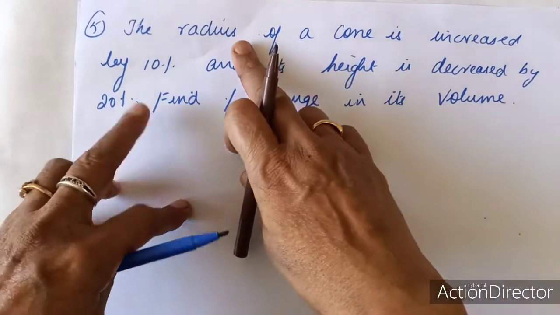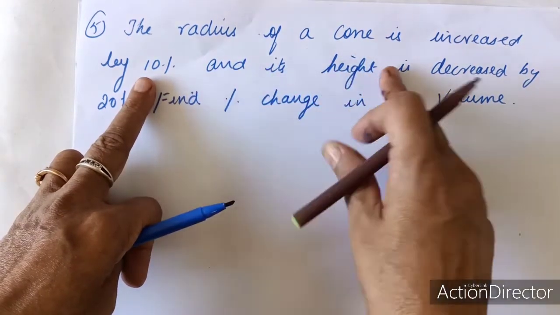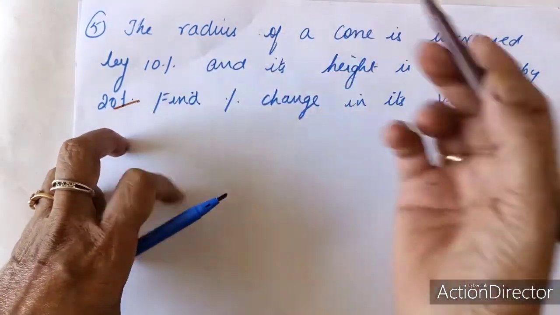Question. The radius of a cone is increased by 10% and its height is decreased by 20%. So this is a cone.